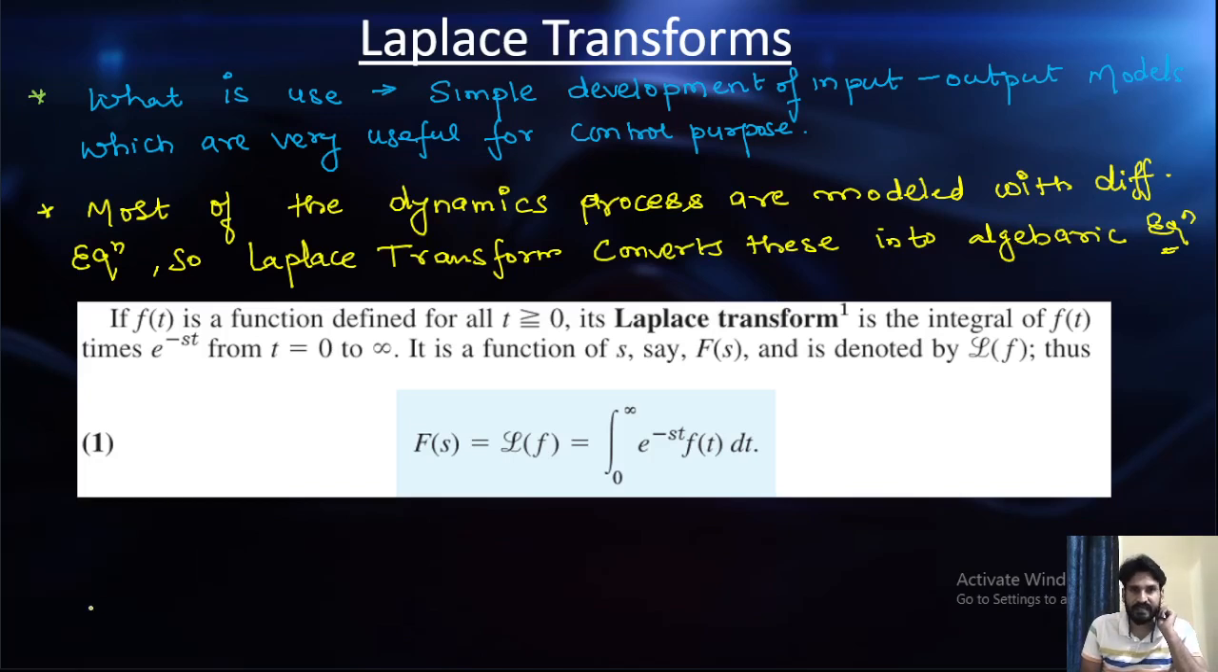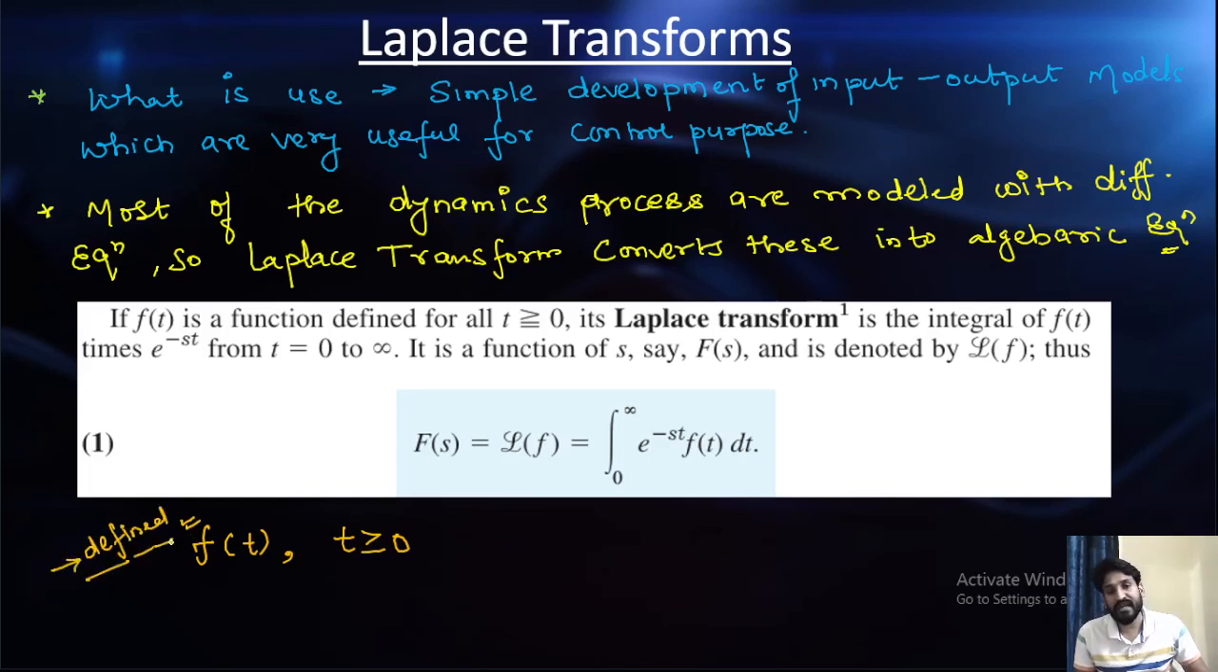First of all, try to understand it, guys. Let's suppose I have a function f of t, and t is greater than or equal to 0. For t greater than or equal to 0, let's suppose my function f(t) is defined. We are not talking about undefined functions, only defined functions. Is it clear to you or not?